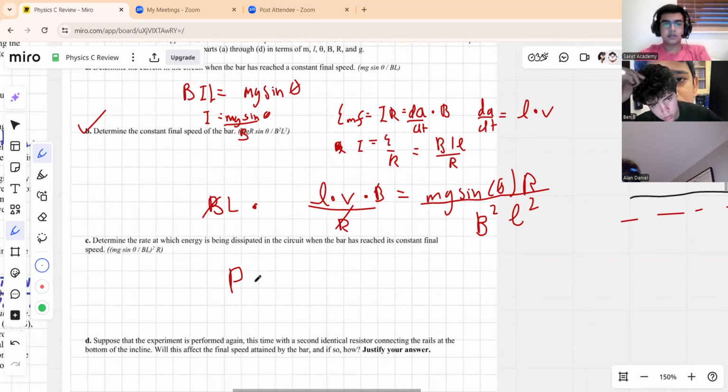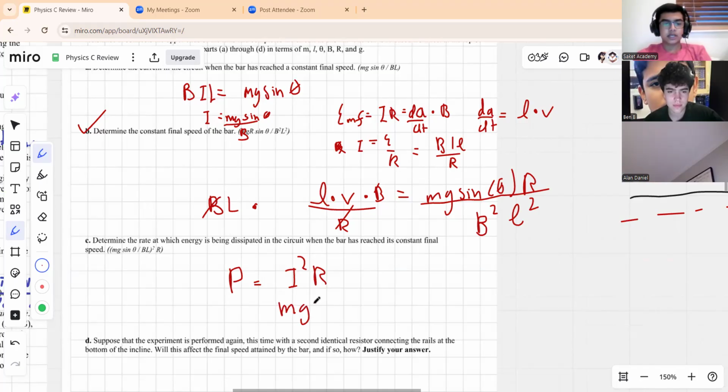P equals E squared over R, or I squared R. I also like that one. Great minds think alike, as they say. This is true, and because I is equal to mg sine theta over BL, squared.